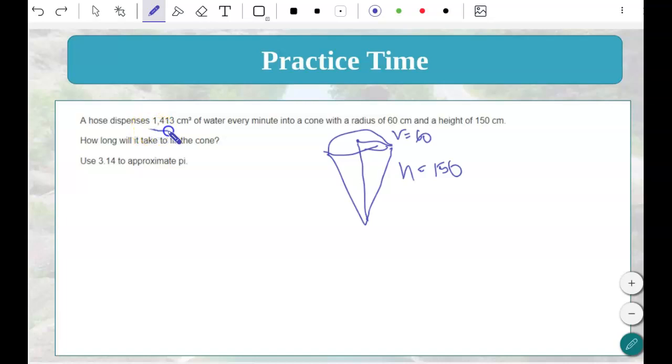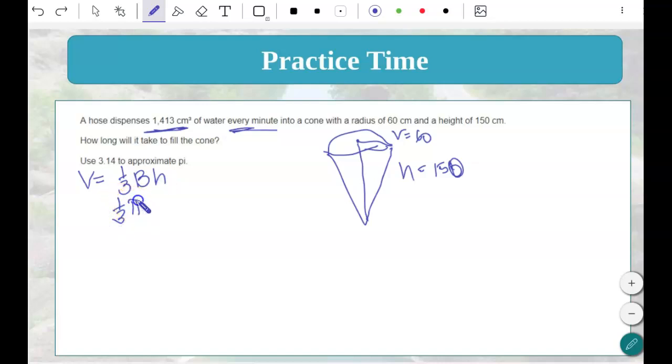So it says that it's filling it at 1,413 cubic centimeters every minute. To do this problem, you have to first calculate the volume of the cone. So we have to use our formula, 1/3 the area of the base times the height.